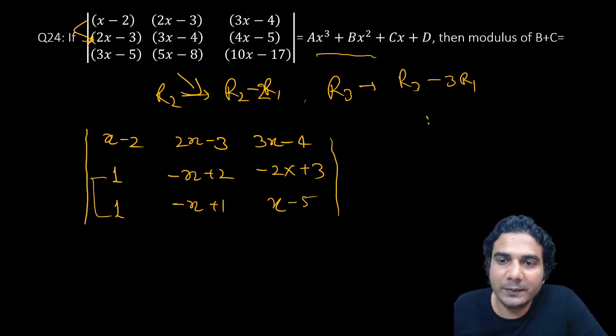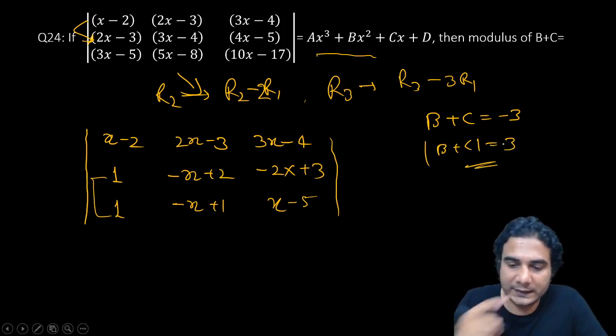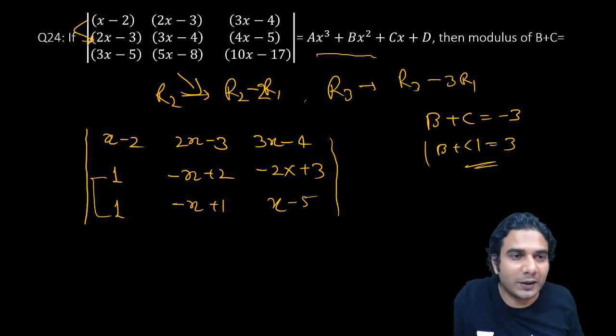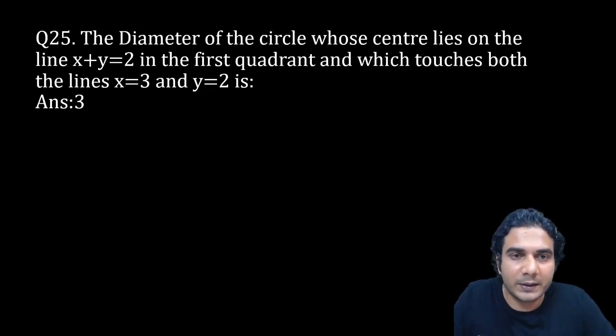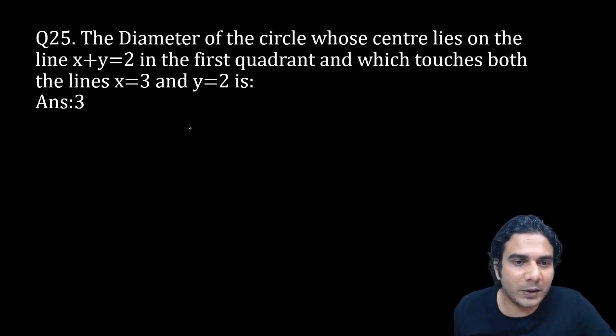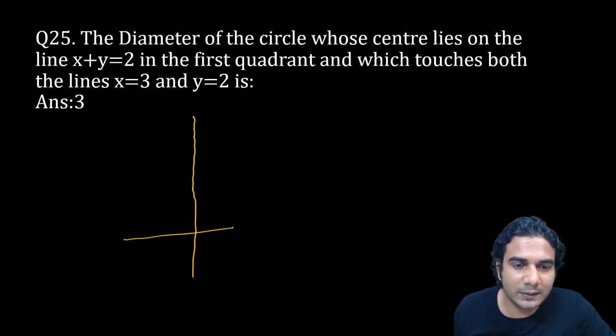So in this, b plus c was coming out to be minus 3 after comparing, and you need modulus, so the answer was 3, modulus of b plus c. A lot of time has already passed, and this is not a controversial problem. This is pretty straightforward. Now let me do this last problem. This is pretty simple, so I'll do it fast.